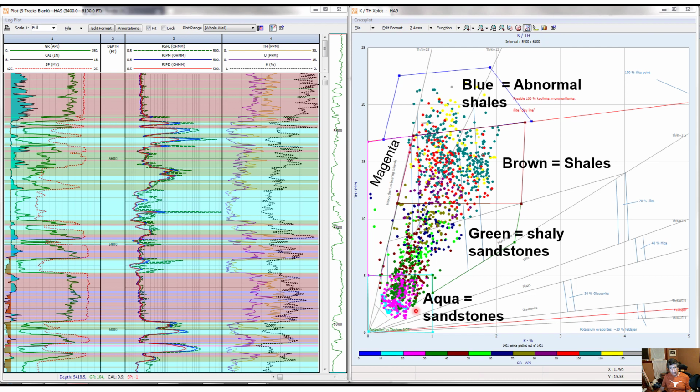Now, if they were shale-free, all of those points would be clustered closer and closer to the origin, but they're not. So now we have some indication that these sandstones are not shale-free. Now, where are the shales? The shales are all located here.